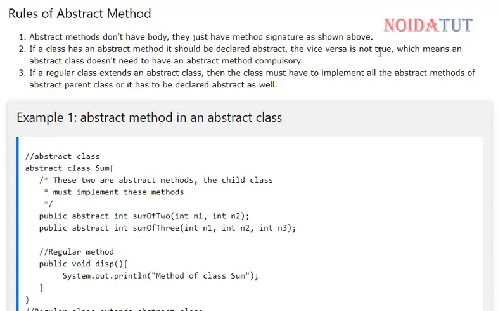The vice versa is not true, which means an abstract class doesn't need to have an abstract method compulsorily. If a regular class extends an abstract class, then the class must implement all the abstract methods of the abstract parent class, or it has to be declared abstract as well.